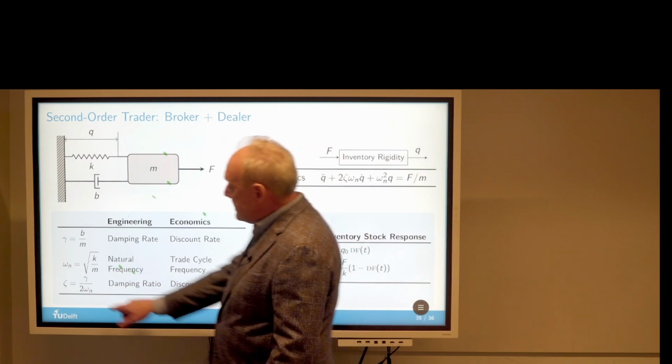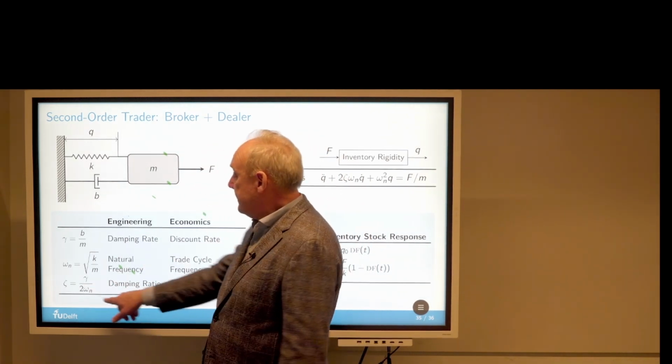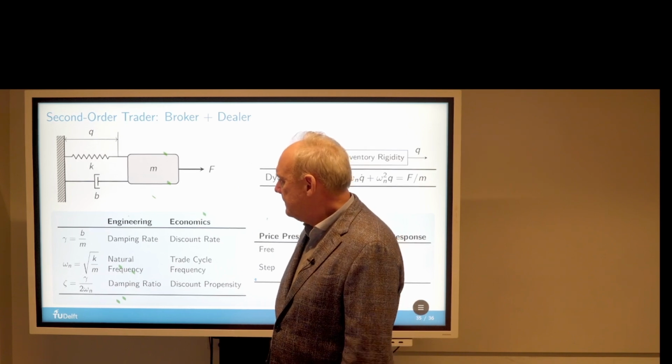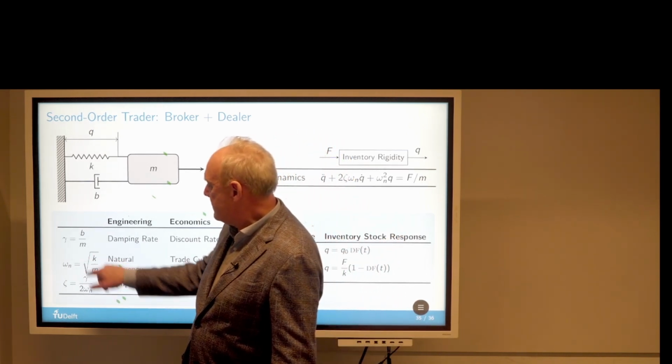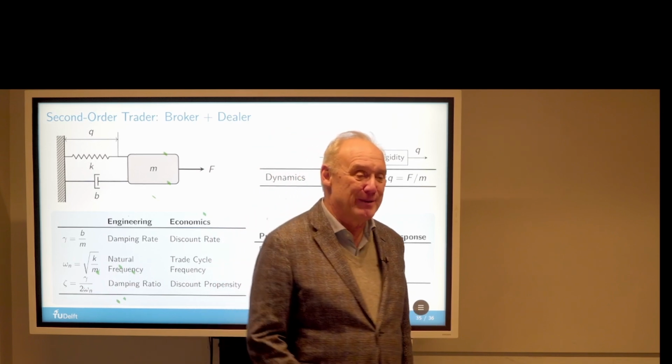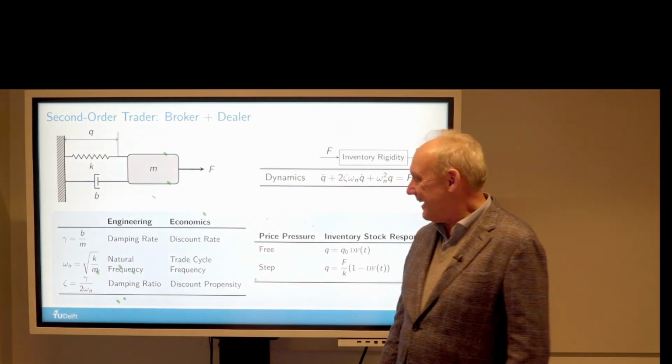Then you can define this damping rate. I don't know why I was trying to do it there, because here it just is, right? I think I was right, because this is b divided by m, and then, oh no, there's a square root. So it's kind of complicated. So whatever.